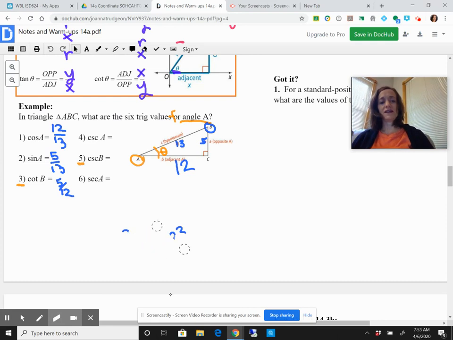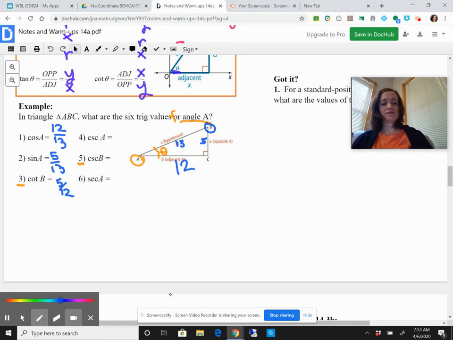Cosecant of A. So A is down here, my pen here. And cosecant is the reciprocal of sine. Sine is 5 over 13, opposite over hypotenuse, so this is going to be 13 over 5. Cosecant of B, okay, now we're talking about B. Opposite over hypotenuse is sine, which is 12 over 13, and the flip of 12 over 13 is 13 over 12.